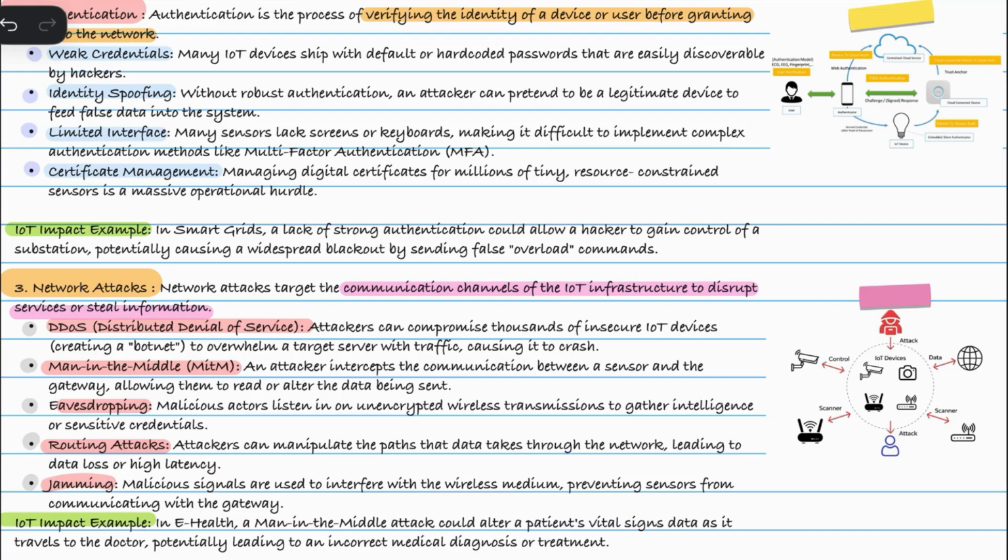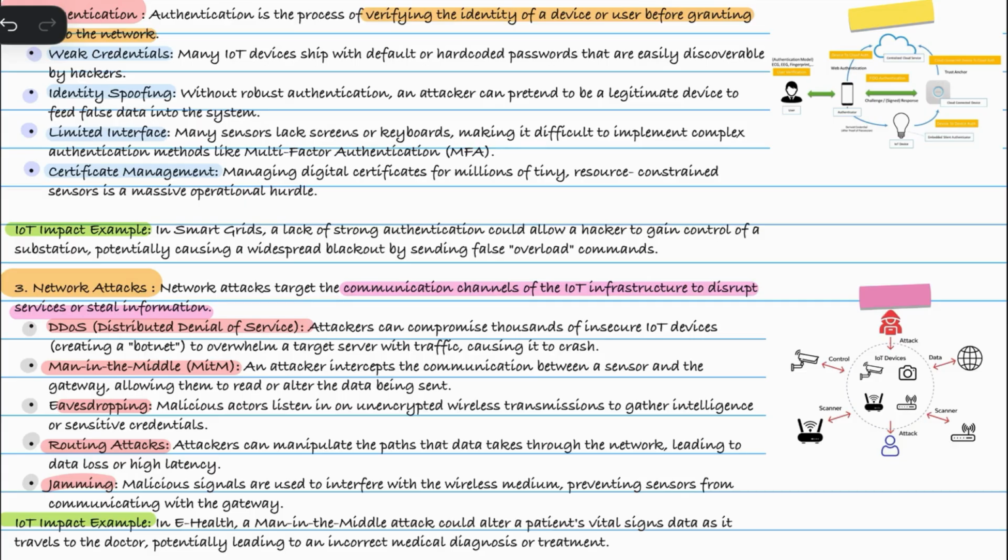What happens? Hackers compromise millions of insecure smart devices to create a giant robot army that is known as a botnet. And then they order this botnet to flood the target server with billions of fake requests, knocking major websites or corporate networks completely offline. All right, and then we also have the man in the middle. It is known as MITM.